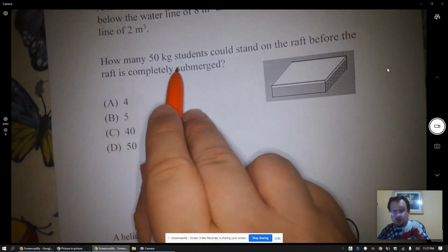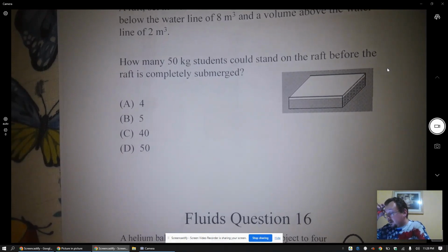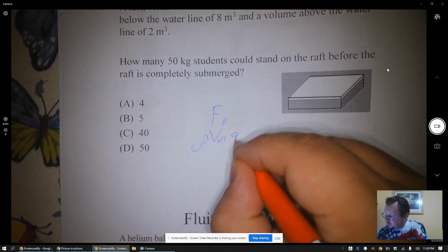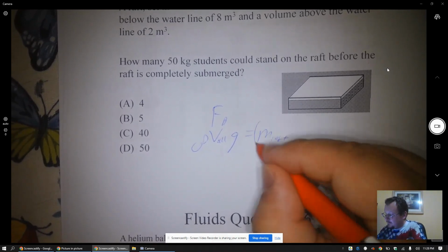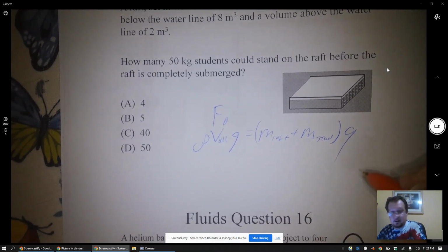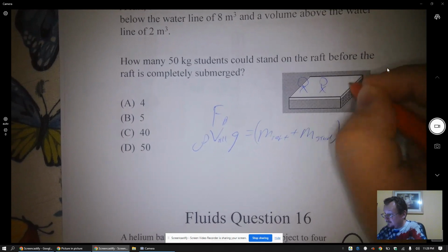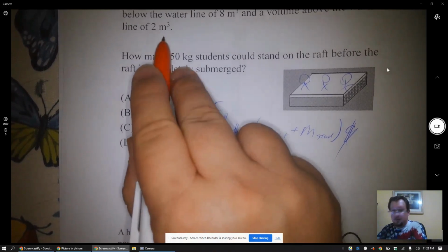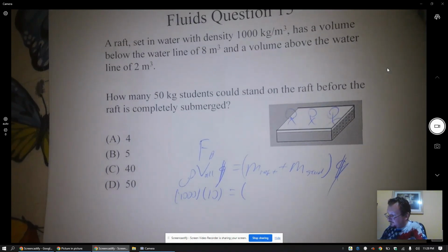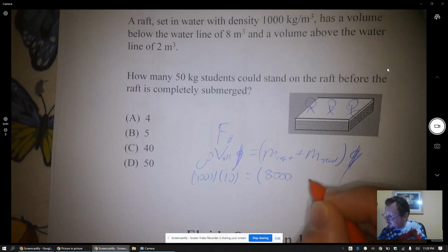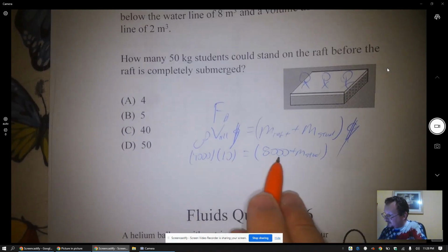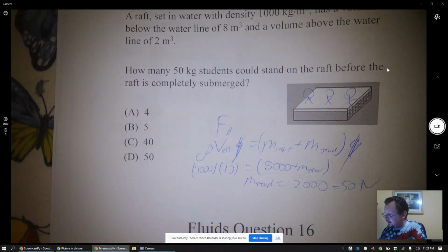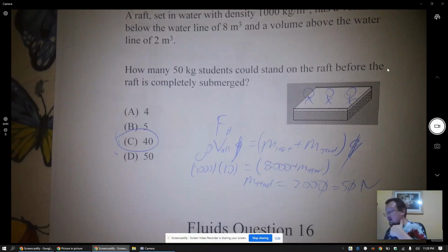All right. How many 50 kilogram students could stand on the raft before the raft is completely submerged? You could say that the force of buoyancy, which is density times all of the volume times gravity, would equal the m of the raft plus the m of the students, times g. All the volume will be underwater once all these students stand on the boat. I'm going to cancel the g out. The density of the water is 1,000. All of the volume of the raft will be 10. We already know the mass of the raft from before was 8,000 kilograms plus the mass of the students, right? So 10,000, so the mass of the students is going to be 2,000. Each one is 50 times n. So I believe that's going to be 40 students. Yeah, that's a lot of kids, isn't it?